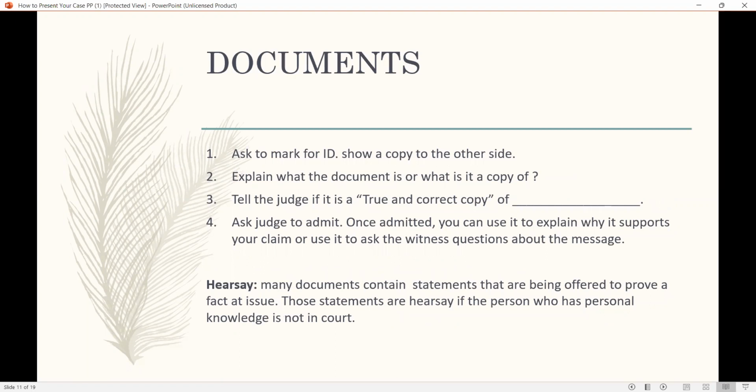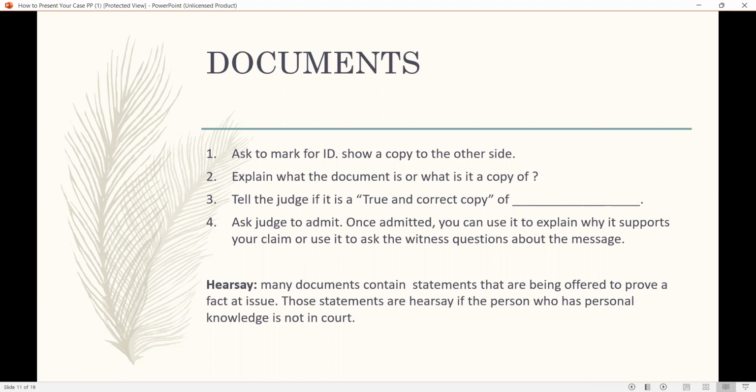Any other types of documents? So this is for documents in general. It might be records, it might be receipts, it might be bills. You want to ask the judge or the clerk to mark it for identification. Show a copy to the other side. Explain what the document is. What is it a copy of? Tell the judge that it is a true and correct copy of blank. This is a true and correct copy of my PG&E bill. Ask the judge to admit it.